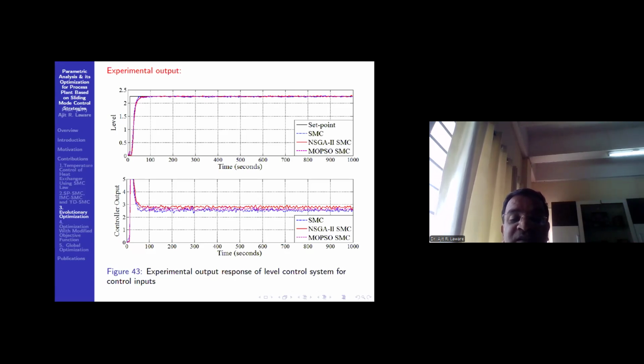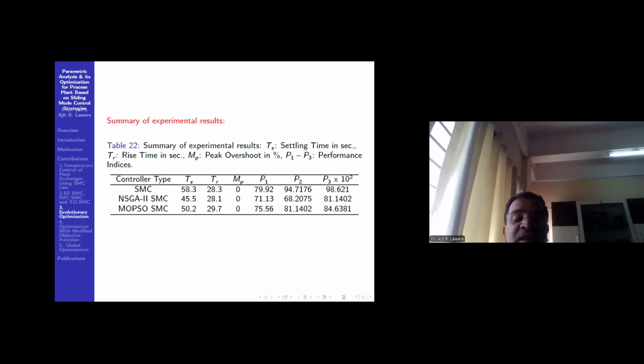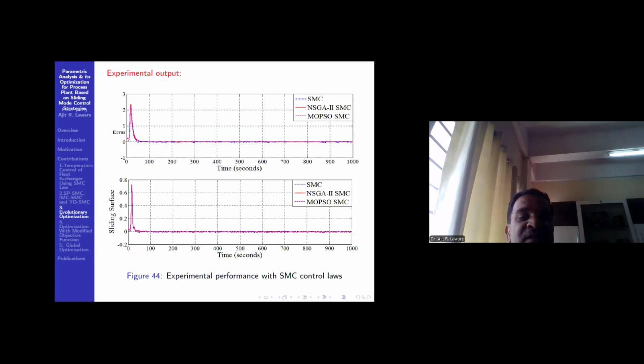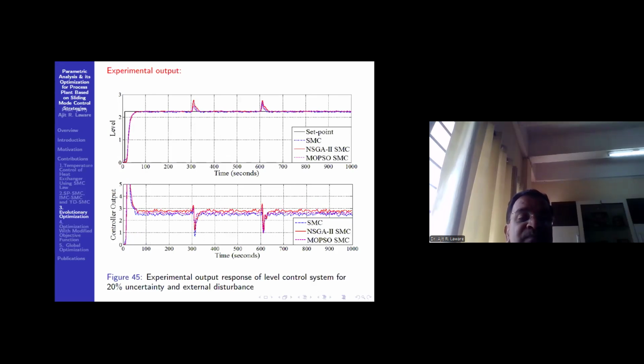The controller output U of T signal, or control effort, is shown here. NSGA2 based SMC gives the better performance. These are the time domain specifications. Again, this is the error signal and sliding surface. Earlier, it converges to 0 for NSGA2 SMC.